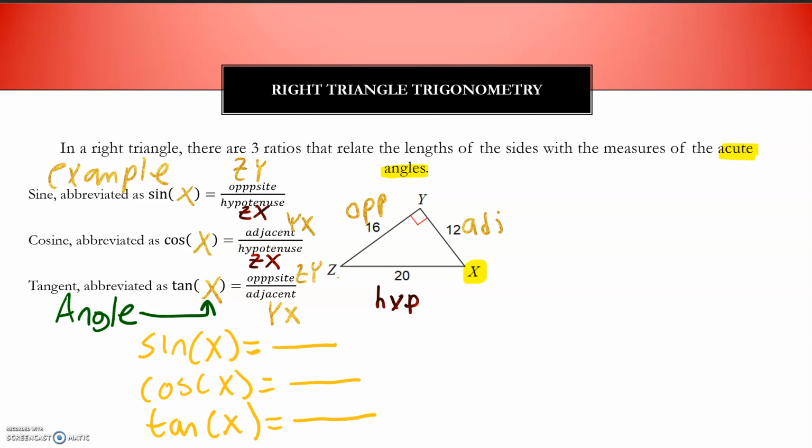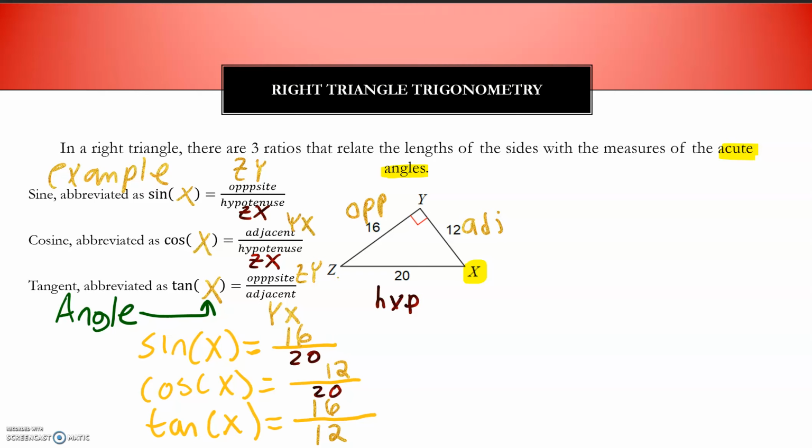So the opposite is ZY. ZY is 16. The hypotenuse is ZX. It's 20. For cosine, the adjacent is 12 over the hypotenuse, which is still 20. For tangent, the opposite is still 16, and the adjacent is still 12.